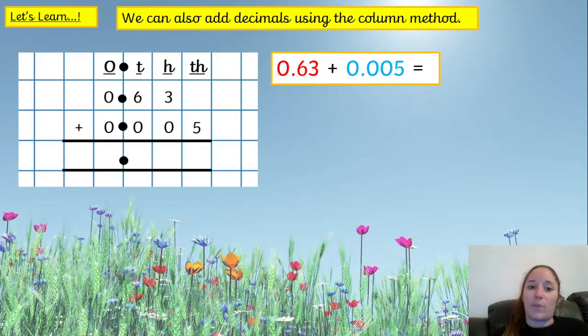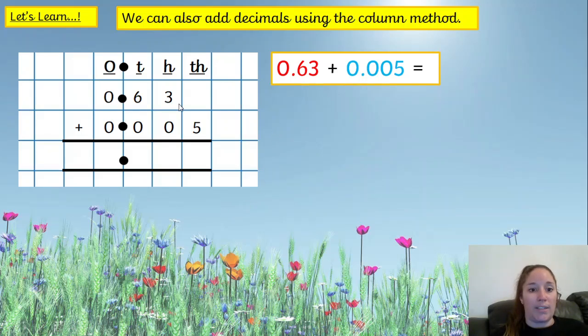Okay, this time we've got 0.63 plus 0.005. So you've got to be extra careful now, because unlike before, when you could notice that you could add the two numbers, this is why it makes it difficult. Because some of you might be thinking, 0.63 add 0.005 is going to be 0.68. But let's find out.